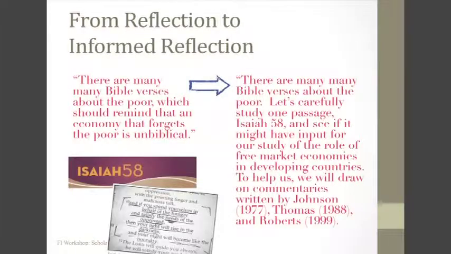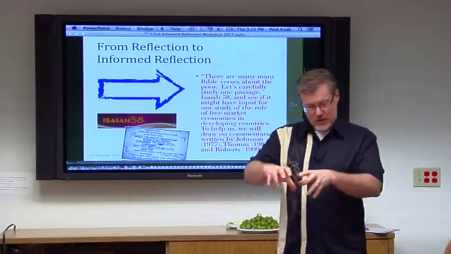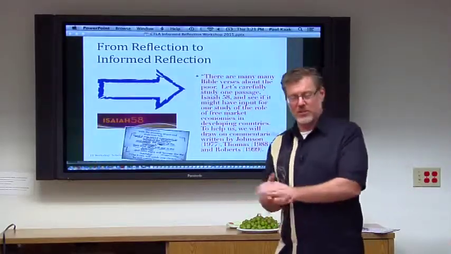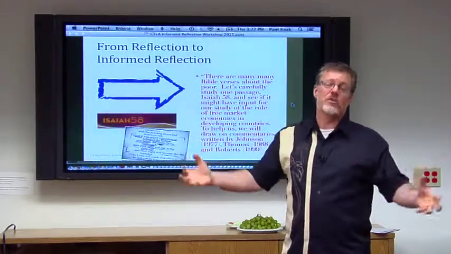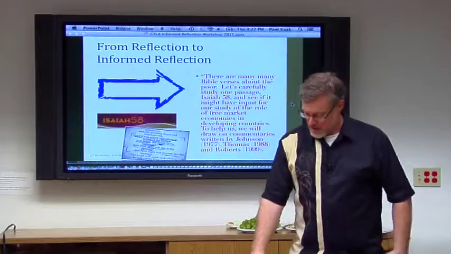There are many, many verses about the poor. Let's carefully study one passage, Isaiah 58, and see if it might have input for our study of the role of free market economies in developing countries. To help us, we'll draw on the commentaries written by Johnson, Thomas, and Roberts. So now we've got other theologians who've looked at passages that are concerned about an issue that you may be interested in, and they're helping broaden your thinking and broaden the conversation with the students.